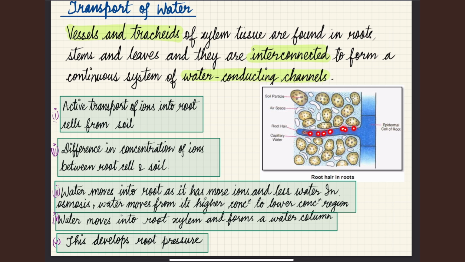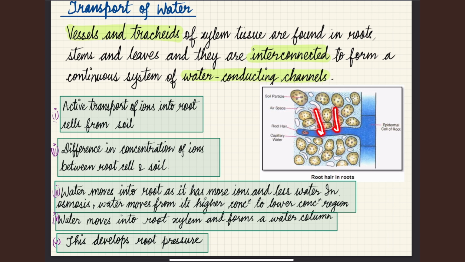It becomes concentrated. The solution becomes concentrated as compared to the outside. So outside is dilute, inside is concentrated. Water is more on the outside. So water will move inside the root hair cell to balance out the gradient, to balance out this difference. And this is a semi-permeable membrane. So what is happening? Osmosis is going on.